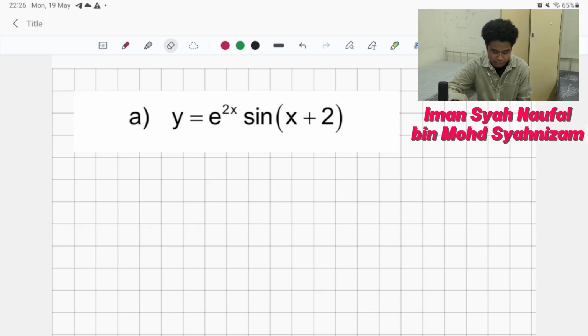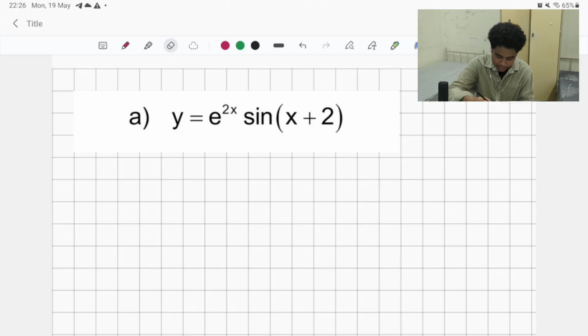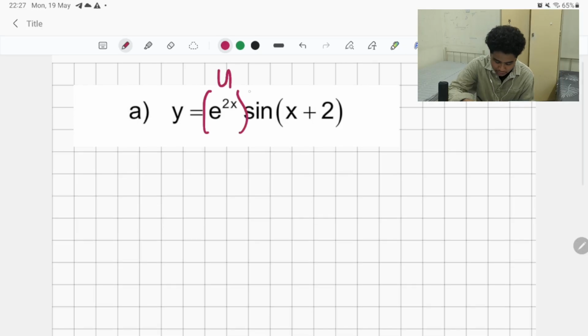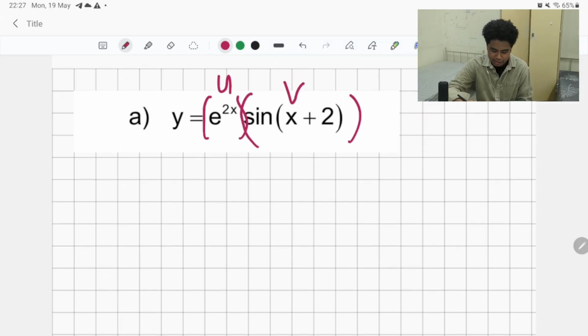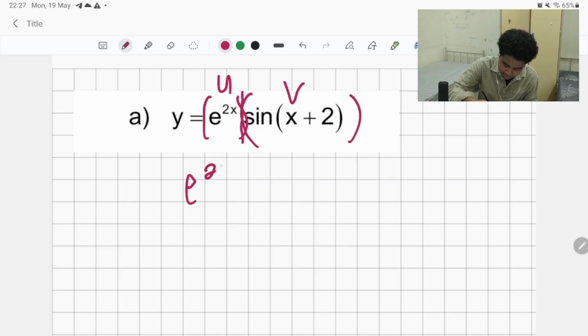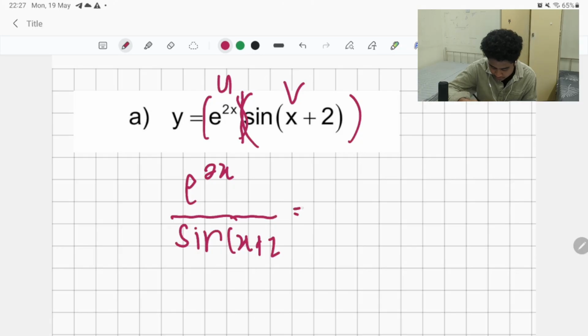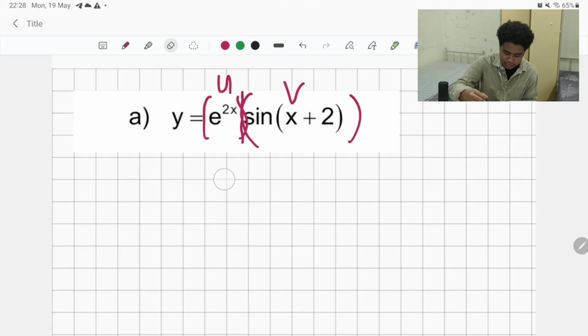For question 2a, we're given y equals e to the power 2x times sin(x plus 2). For this question, first of all, you need to identify where u is and where v is. The u is the first term after the equal sign, which is e to the power 2x, and v is sin(x plus 2). From the question itself, you can identify it is the product rule. Why is it the product rule? Because there is a times sign in the middle of u and v. Otherwise, if it were e to the power 2x over sin(x plus 2), it would be the quotient rule. Okay, it is a product rule.